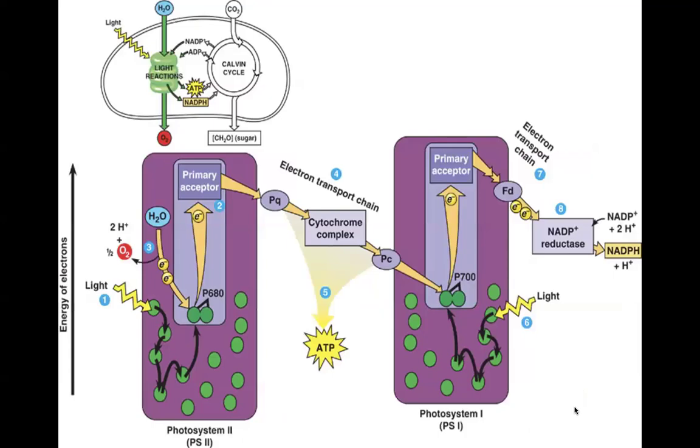In this case, the electron transport chain is ferredoxin. Ferredoxin will transfer these electrons to NADPH through the use of NADP+ reductase.